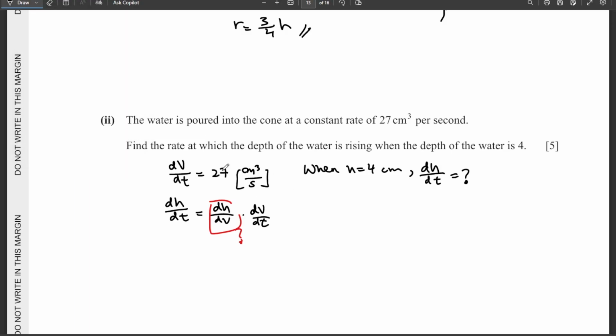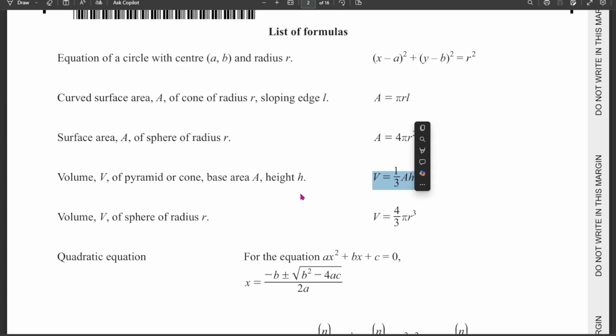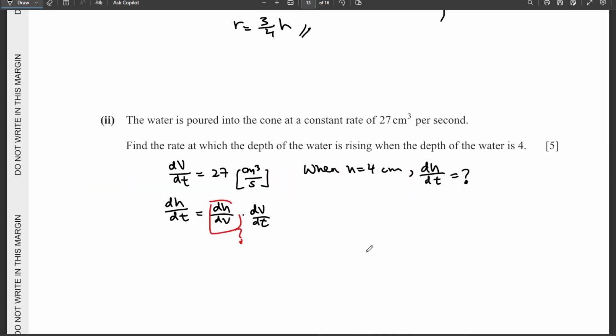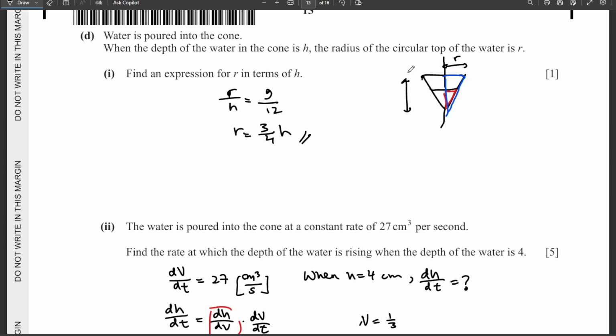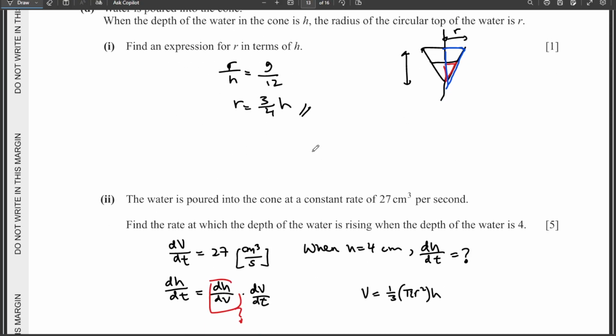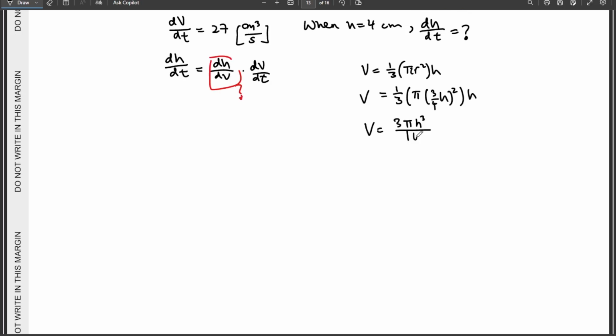Right, so we can start by writing out the volume of the cone. And like me, if you don't remember the equation for the volume of a cone, it's provided in the formula sheet. Volume of a cone with base area A and height h is 1/3 times the base area, which is pi r squared, times h. Conveniently, we have written r as a function of h, so we can substitute that into the formula. After simplifying, you should get V equals 3 pi h cubed over 16. Now V is just in terms of h.